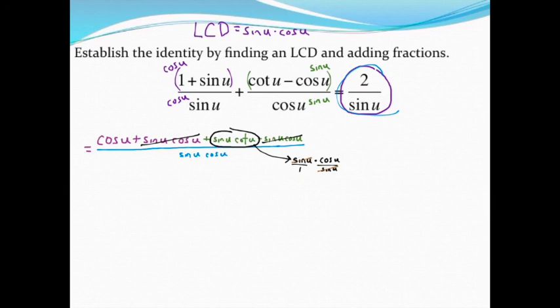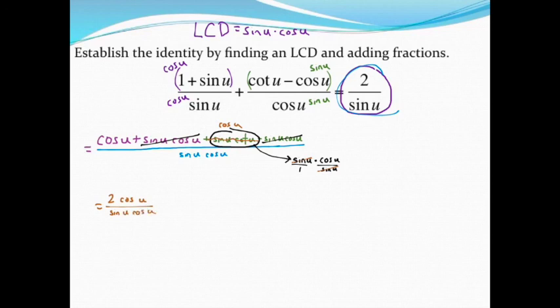So actually, then I can make this problem look way simpler. I'll replace this with cosine of u. We just figured that part out. So in the numerator, I've got a cosine of u plus another cosine of u, which means altogether, I've got 2 cosine of u's. Just like if you had x plus x, you'd have 2x. So cosine plus cosine is 2 cosine. And then in the denominator, I still have that sine of u times the cosine of u.